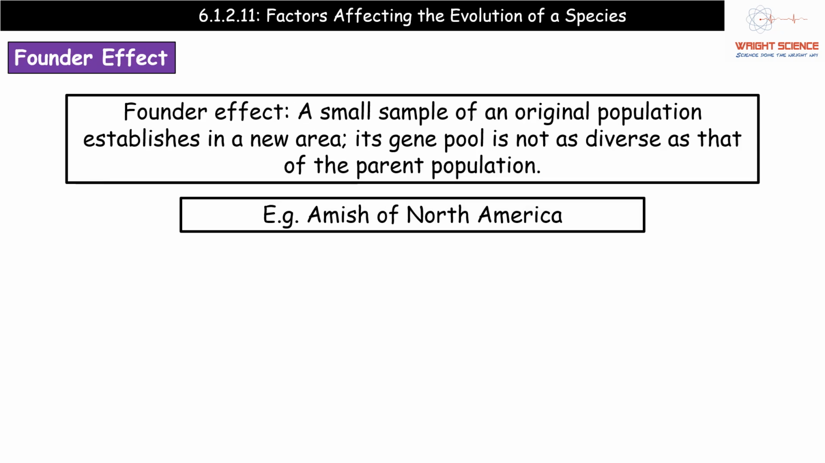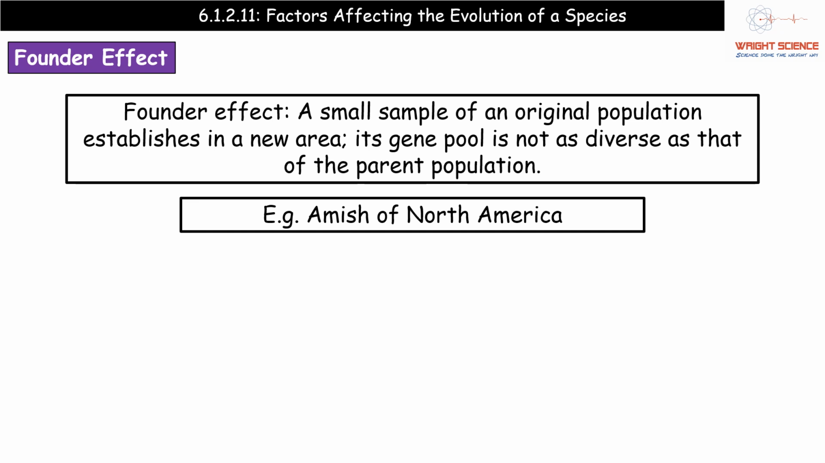So the last thing we're going to look at in this video is the founder effect. And what we're going to look at here as our example are the Amish community of North America. So when we talk about this founder effect, what we're really looking at is where we've got a small sample of an original population that then establishes itself in a new area. So as a result of this small group moving to a new area to establish themselves as a new population, they don't have such a diverse gene pool as the original parent population did, because there's only a small number of them, therefore a smaller number of alleles are going with them.